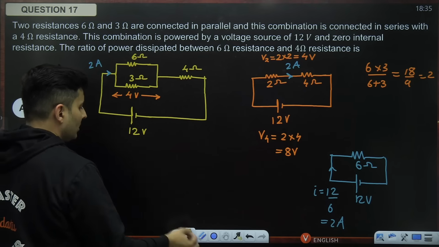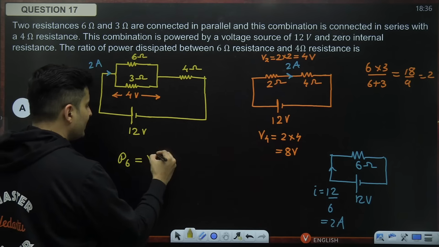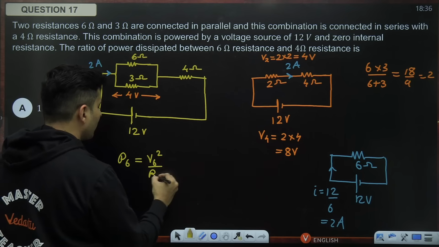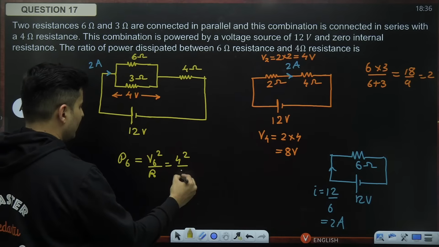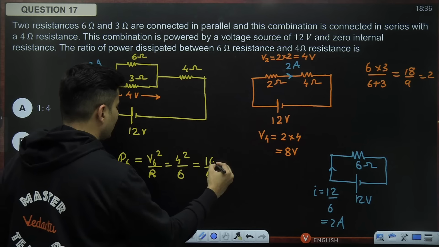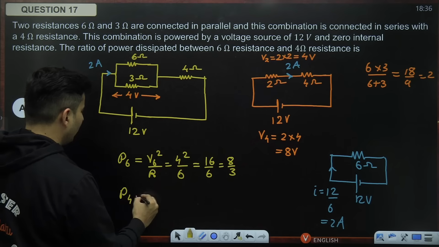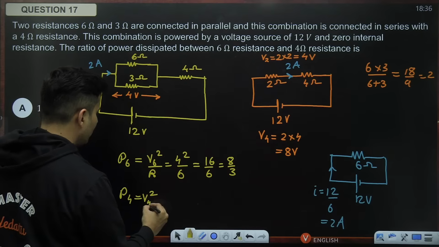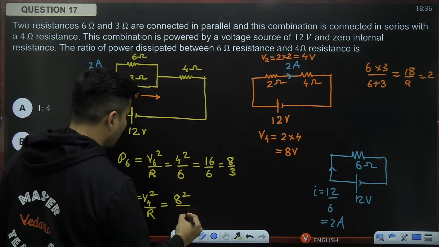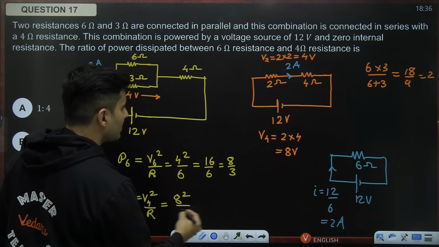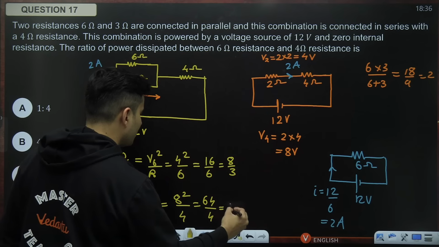circuits. So now the power loss in the 6 ohm resistance will be V square by R. So voltage is 4, resistance is 6. So this will be 16 by 6, or 8 by 3, you can say. Then the power loss across the 4 ohm will be V square, voltage across the 4 ohm, divided by the resistance. Voltage is 8 volts, so 8 square divided by how much? Resistance. How much is the resistance? 4 ohms. So this is 64 divided by 4, which is 16.